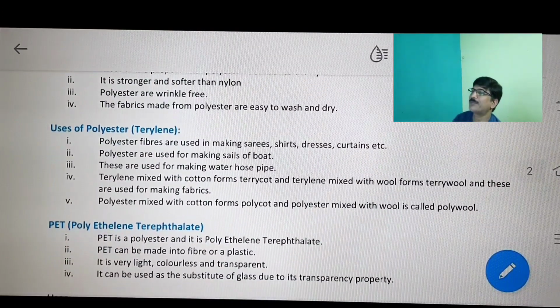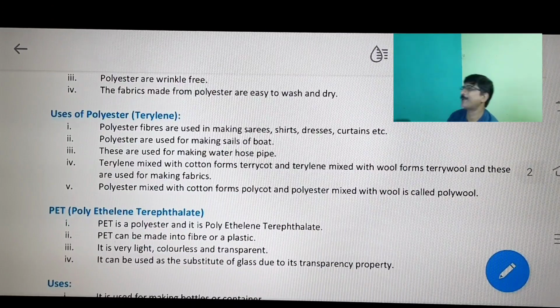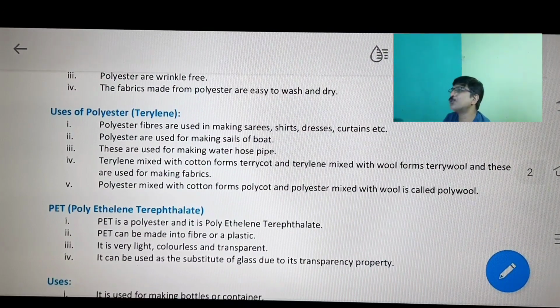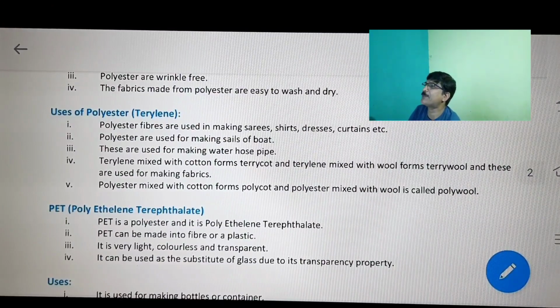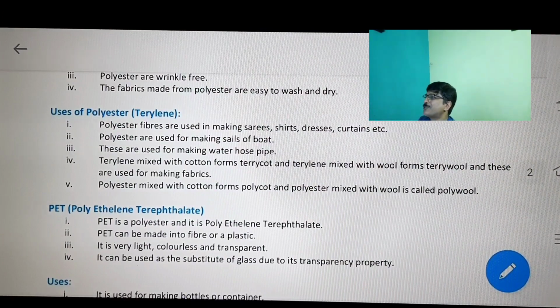And due to these properties, people use this polyester for different purposes. So what are the uses of the polyester? First we'll discuss the uses of the terylene. Polyester, that means the terylene fiber, is used for making saris, shirts, dresses, curtains, etc. It is also used for making the sails of the sailboats. It is used for making the water hose pipe.